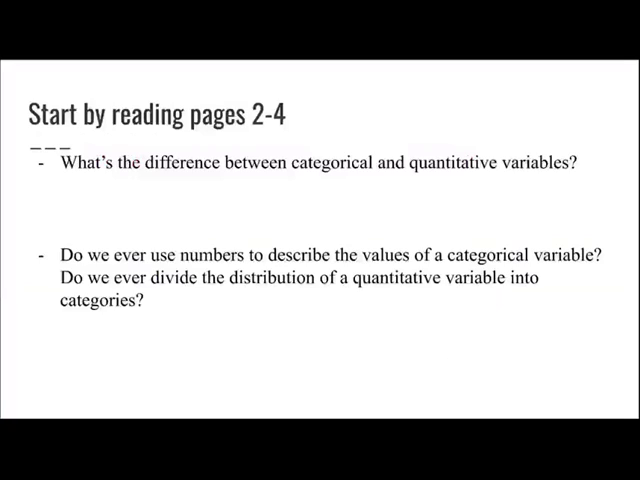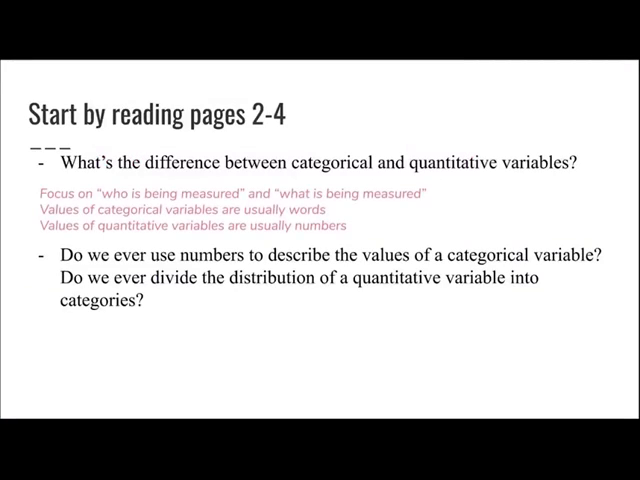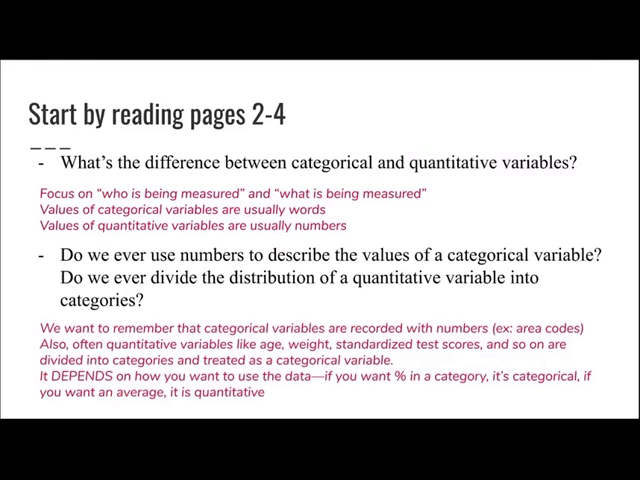All right, so one of the first important things that we want to think about is what is the difference between categorical and quantitative variables. We really want to focus on who is being measured and what is being measured. Our categorical values are usually words, while our quantitative variables are usually numbers. So do we ever use numbers to describe the values of a categorical variable? Do we ever divide the distribution of a quantitative variable into categories?